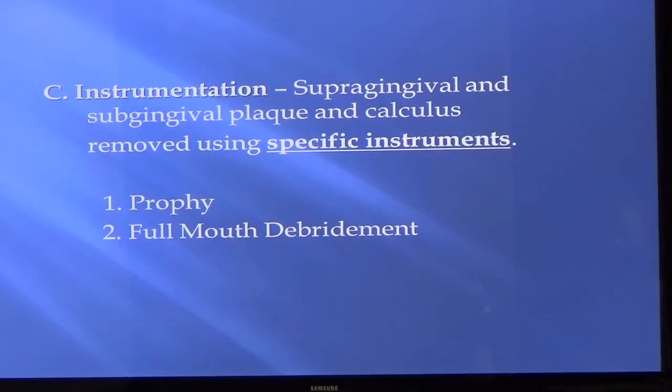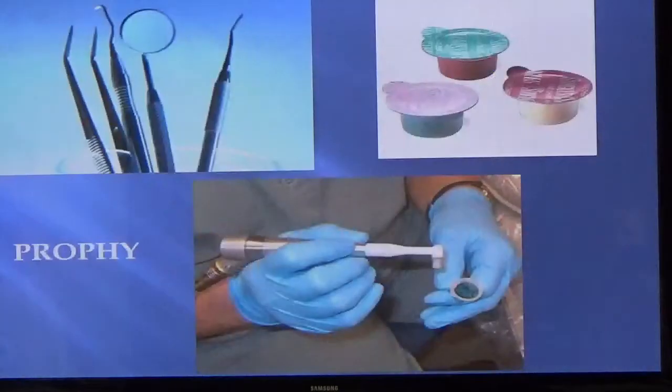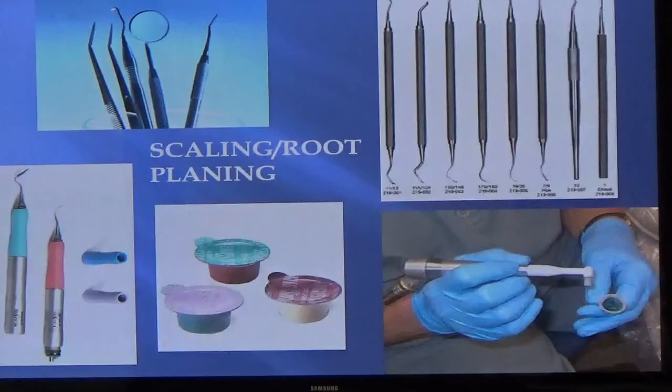There's our full mouth debridement, when there's a lot of tartar and we're going to go in there and take a lot of stuff off, or scaling and root planing, and there's different instruments for each and every one of these. So for your basic, which we'll be doing today, you've got your mirror, explorer, scalers for up above the gum, your polishing paste, and your prophy cup and polishing handpiece there. If you're doing a scaling and root planing, you're going underneath the gum tissue.